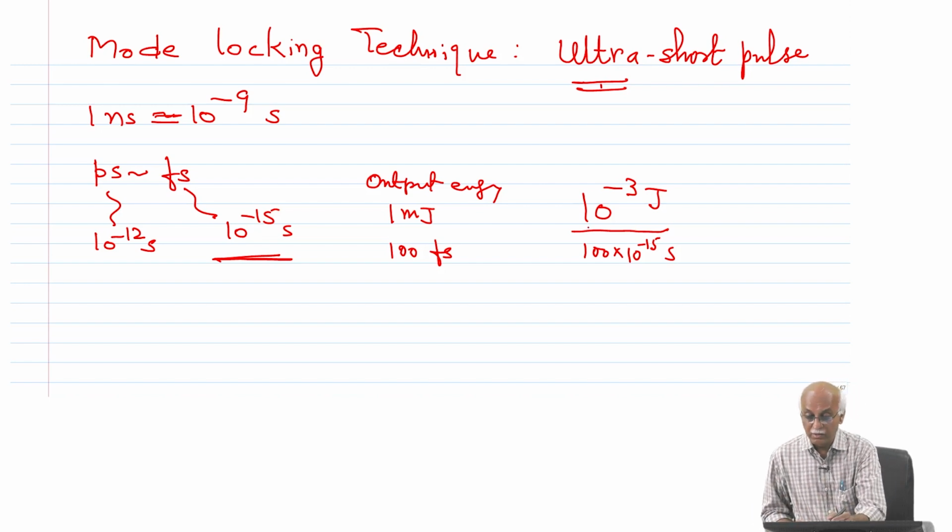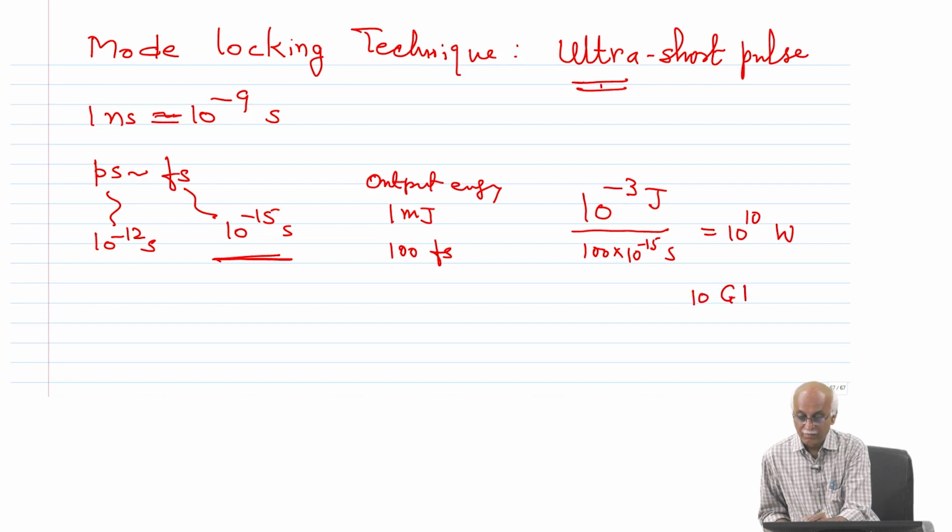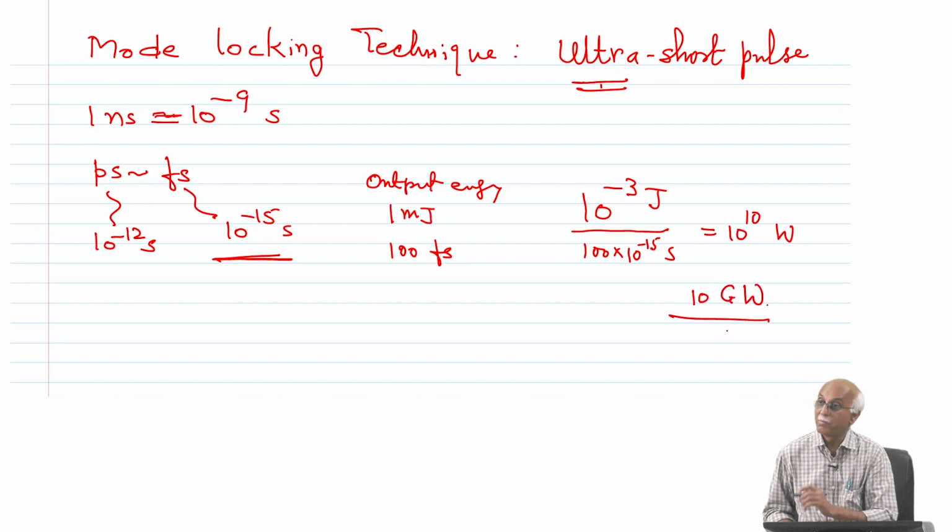What will be the power? It is equal to, right, 10 raised to minus 3 divided by 10 raised to minus 13, that is 10 raised to 10 watt, correct, right. What does it mean? 10 gigawatt, okay, 10 gigawatt is the power, peak power. You can imagine, okay, right.